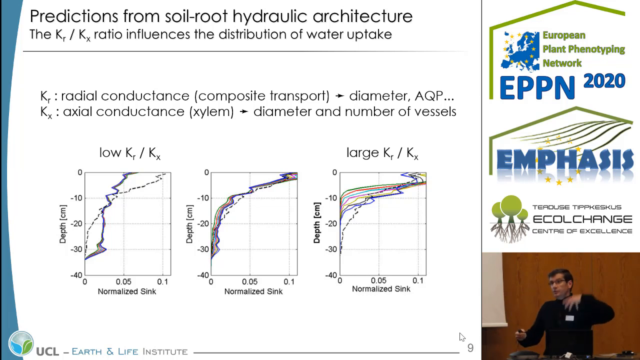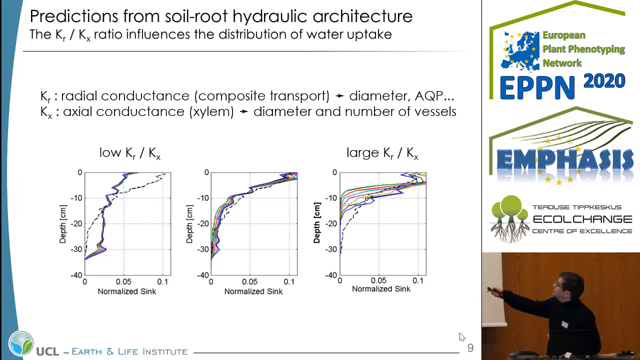And we can get those data now through laser ablation tomography. The radial conductance is a matter of root diameter, but also aquaporin expression and development of apoplastic barriers, and there are more and more molecular markers available to actually monitor this. So what the model says is that if you decrease or increase the ratio of radial to axial conductivity, you change completely the distribution of water uptake.